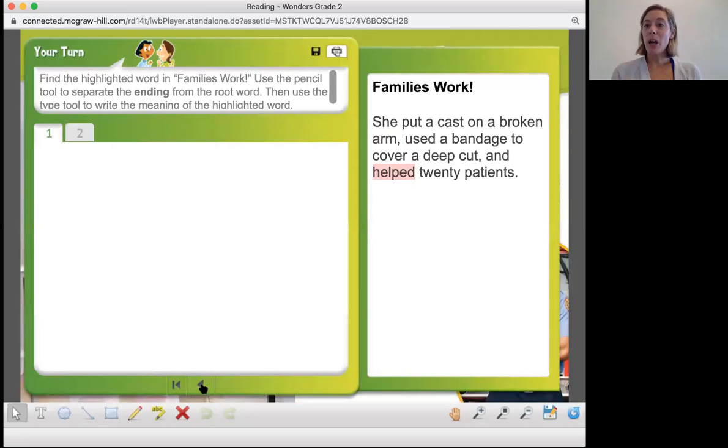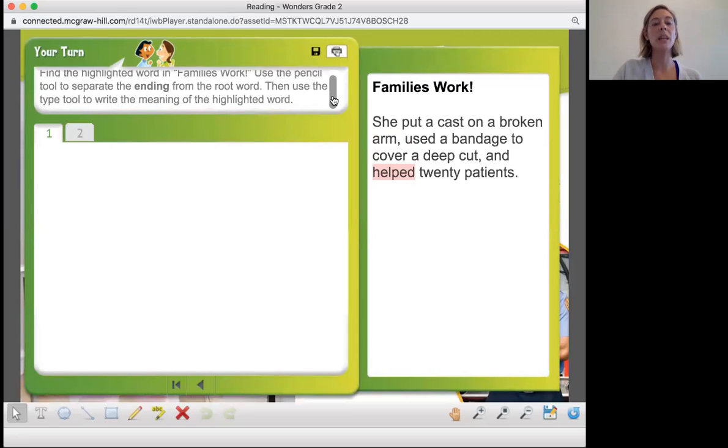All right, you guys are going to go ahead and do this one with me. So make sure you have something to write with and something to write on. We're going to go ahead and work on this. So first, let's listen to the directions. Find the highlighted word in family's work. Use the pencil tool to separate the ending from the root word. Then use the type tool to write the meaning of the highlighted word.